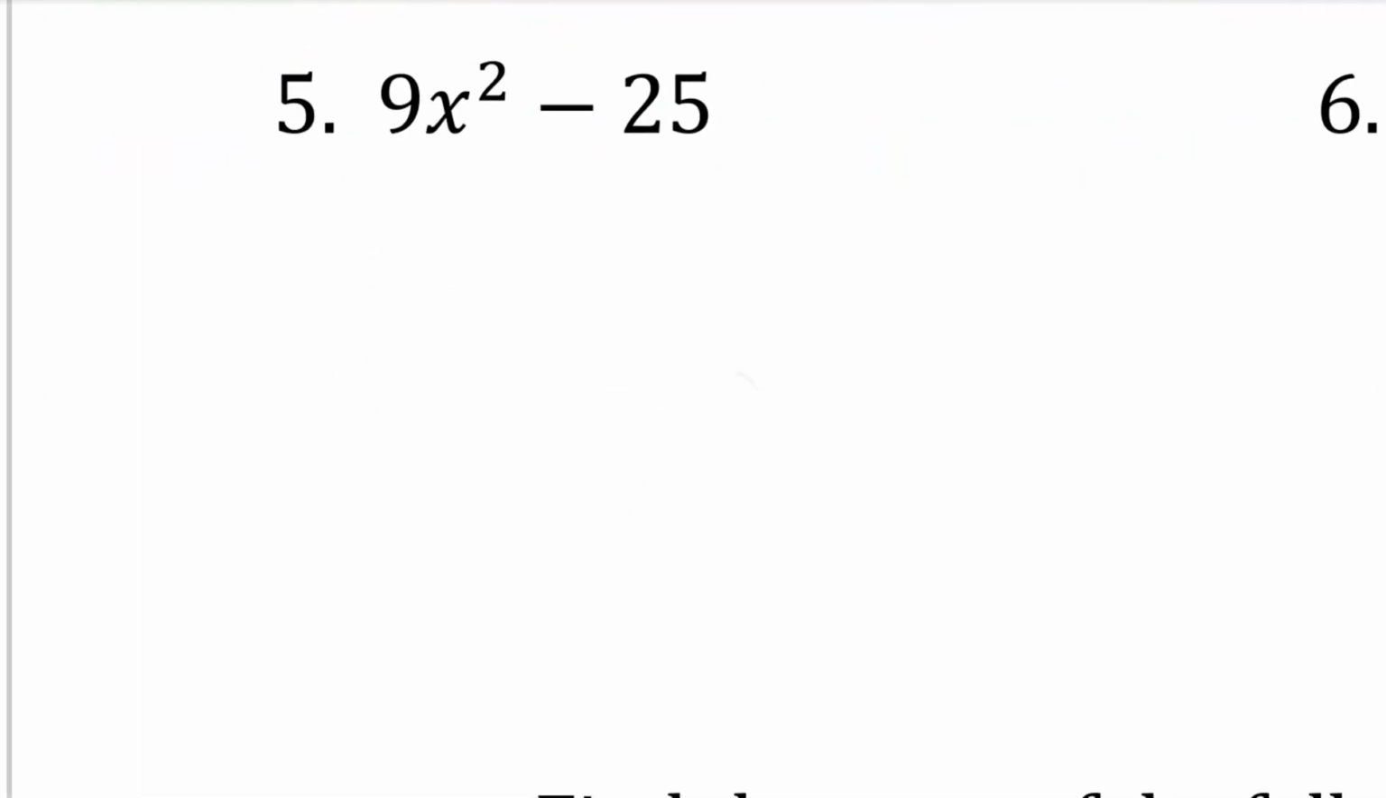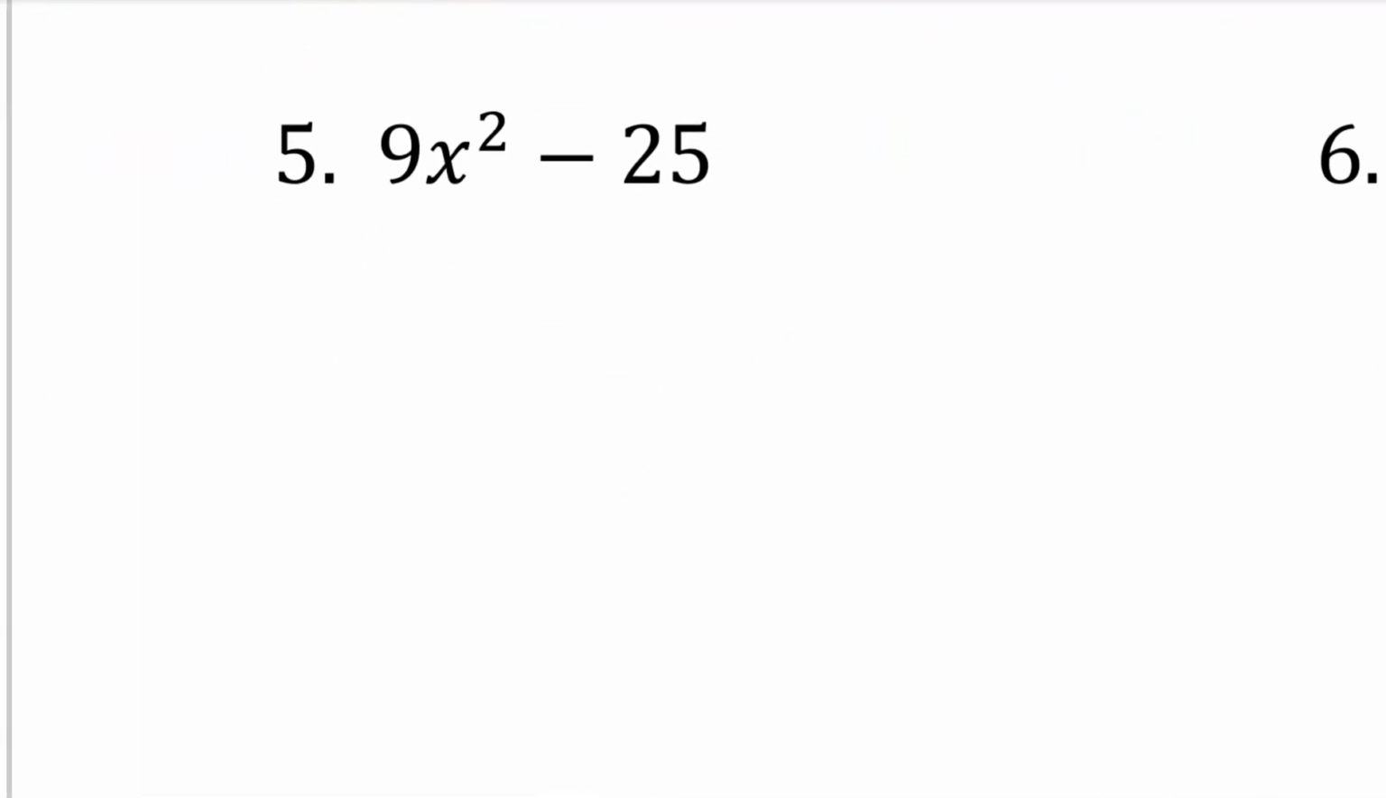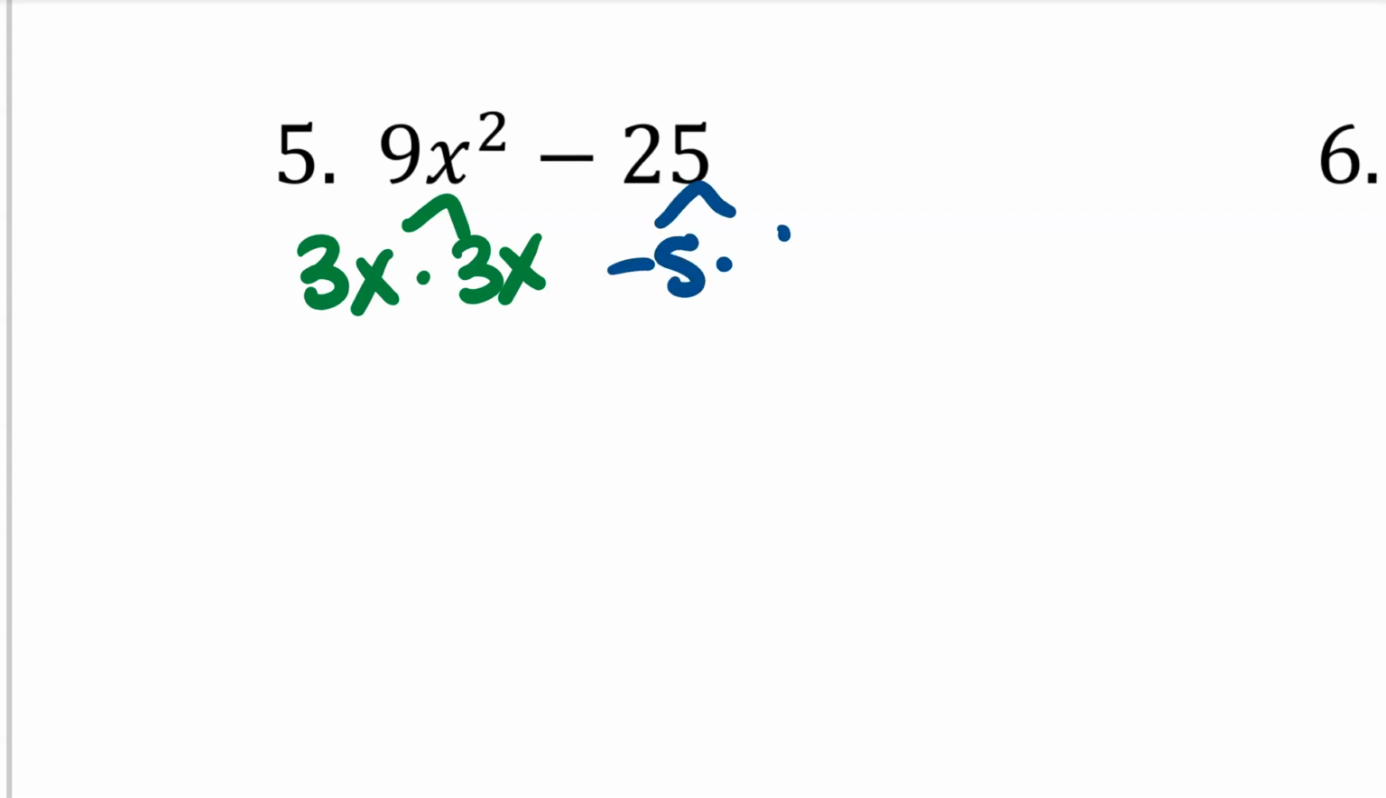Number 5 is another one kind of like number 3. So if we felt pretty good on number 3, we're going to be okay on number 5. Okay. Number 5, I have 9x squared. So 9x squared is just 3x times 3x. And then negative 25 is negative 5 times 5. So I do have perfect squares, so I can go ahead and put each of these in parentheses.